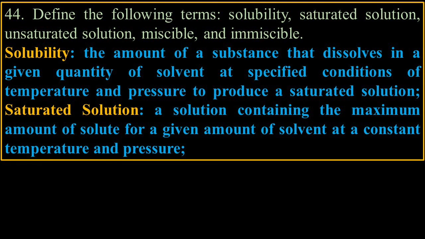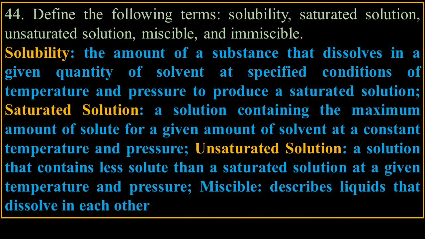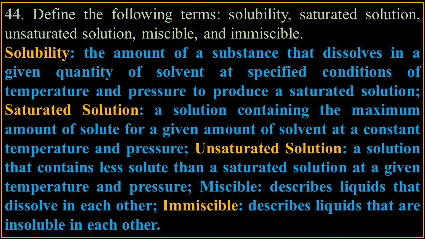So that's solubility. Saturated solution: a solution containing the maximum amount of solute for a given amount of solvent at a constant temperature and pressure. Next, an unsaturated solution is a solution that contains less solute than a saturated solution at a given temperature and pressure. Miscible describes liquids that dissolve in each other, and immiscible describes liquids that are insoluble in each other.